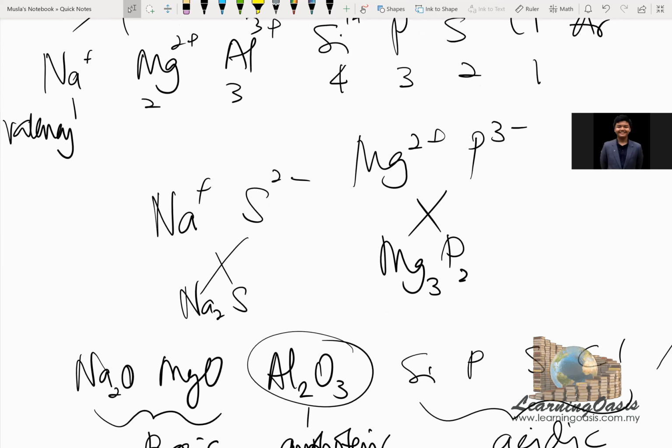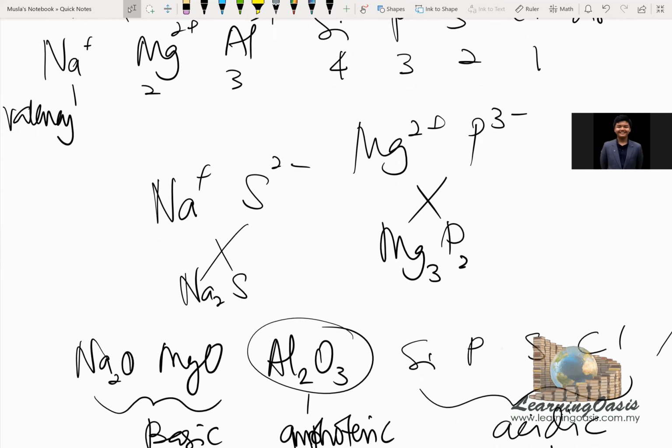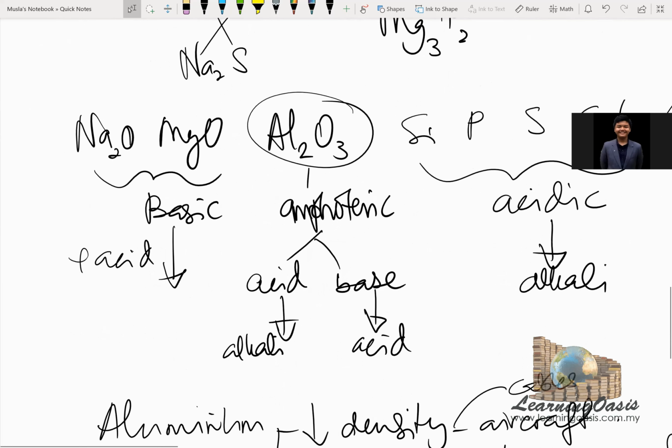Are oxides of metals acid or base? Base. Oxides of non-metals are acid, and know how to test for it. If they give you sodium and magnesium oxide, how do you know they are basic?